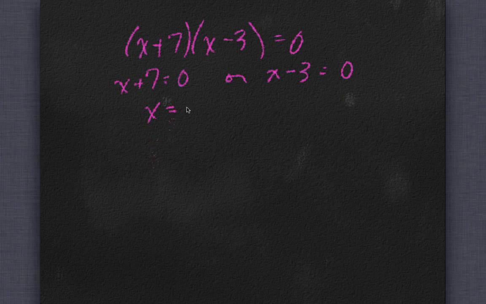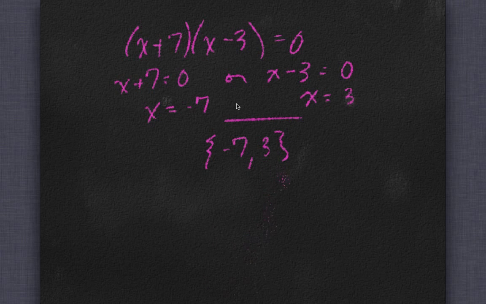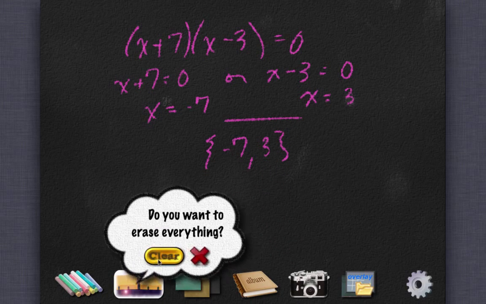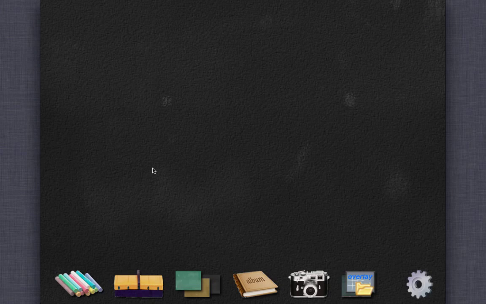So in this case, x equals -7. In this case, x equals 3. These are your two solutions. So that's your solution set. That's called the zero factor property, but it's pretty clear, I think.